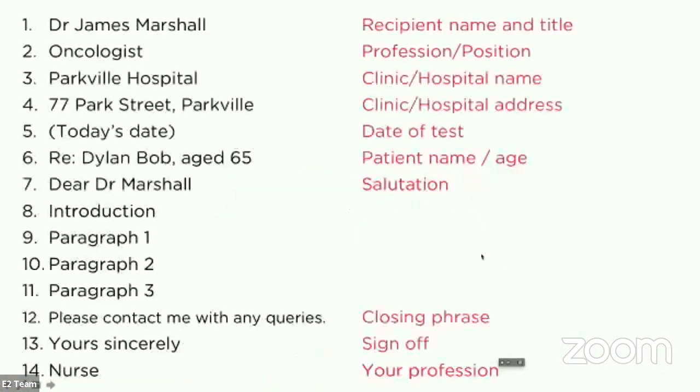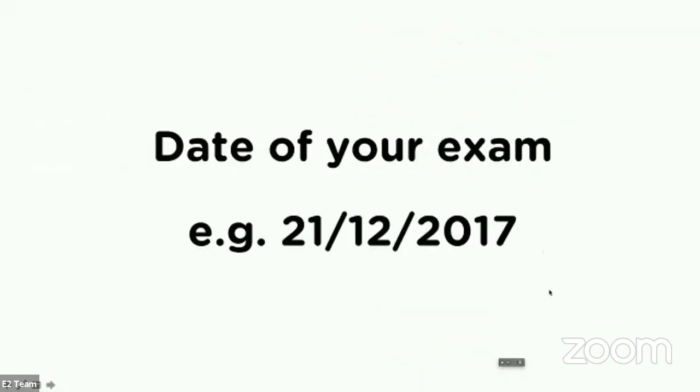Today's date might be in the future. So let's look at this more closely. Look at number 5, today's date. You simply just write the date of the test. So the date of your exam, for instance, today is the 21st of December 2017. So you simply write that. And just write it in this format here with the slashes and the numbers. You don't need to spell out the month or anything like that.